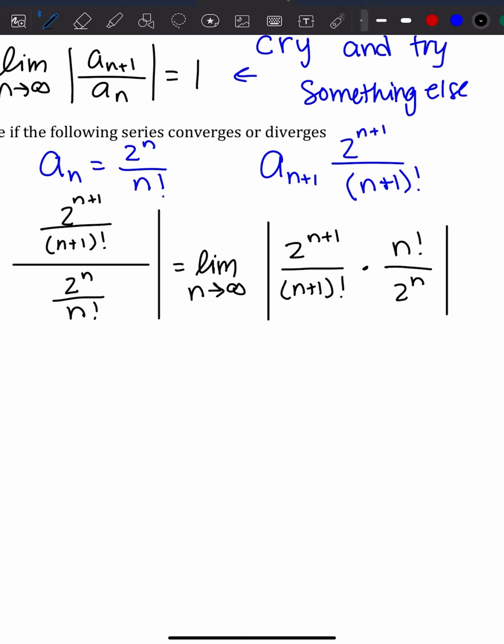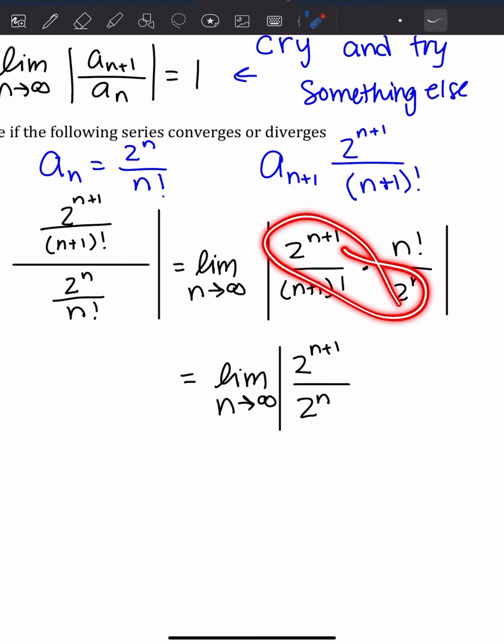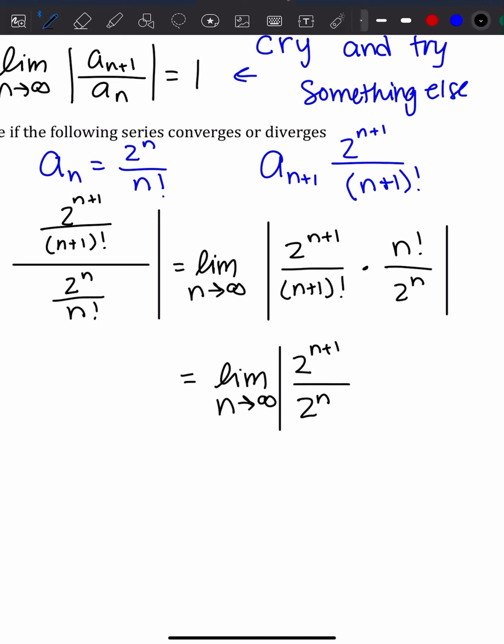Okay. So normally what we could do is multiply these two together, get it into one fraction, but what we are going to do instead is simplify it so that the like things are in similar fractions. So we have the limit as n approaches infinity of the absolute value of 2 to the n plus 1 divided by 2 to the n. So I'm keeping these two together in our fraction, top and bottom. And we're multiplying that by n factorial divided by n plus 1 factorial.